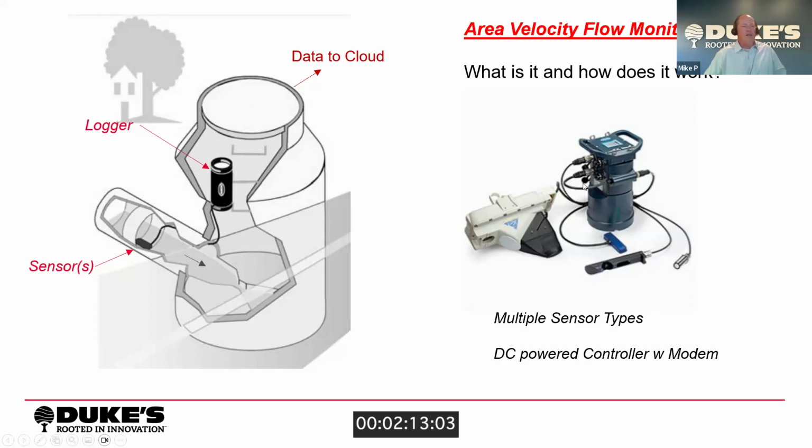And then over on the right, you can see a typical setup where there's a logger. There are multiple sensor types. The controller is DC powered. It's out in the system.